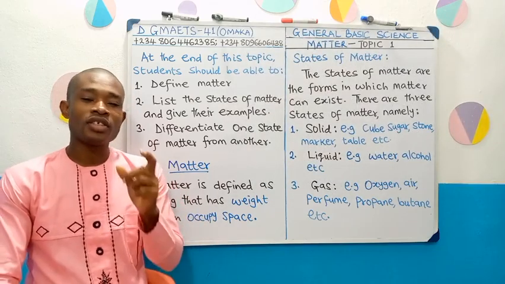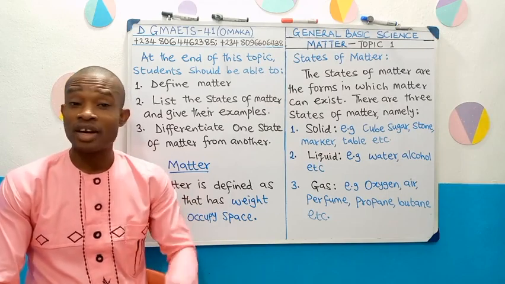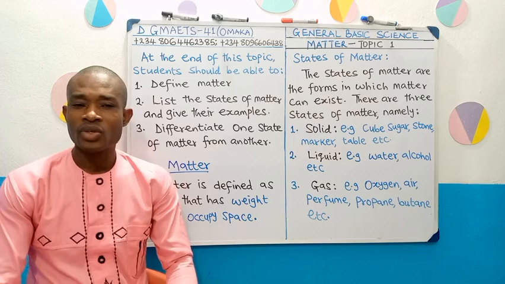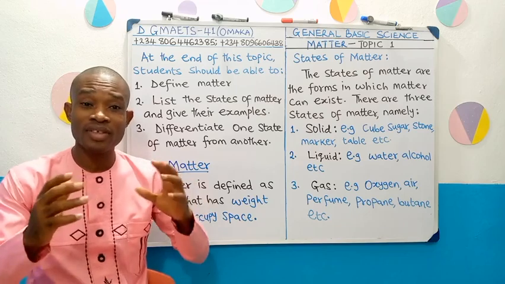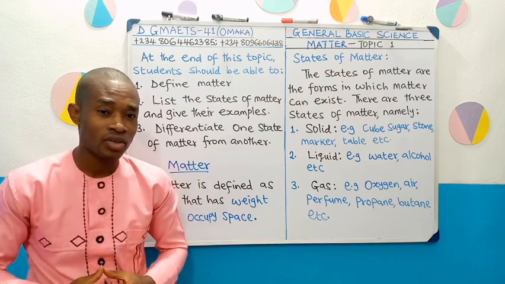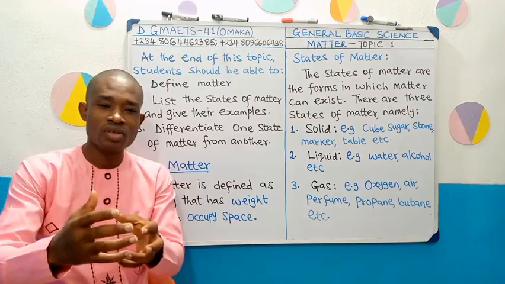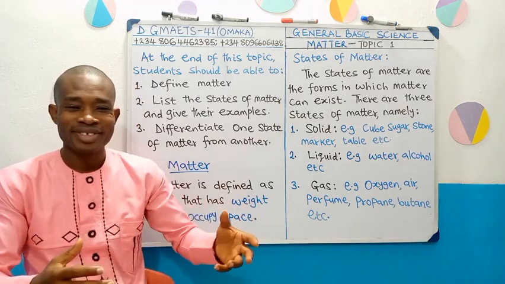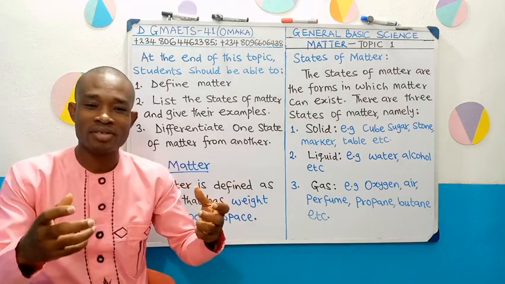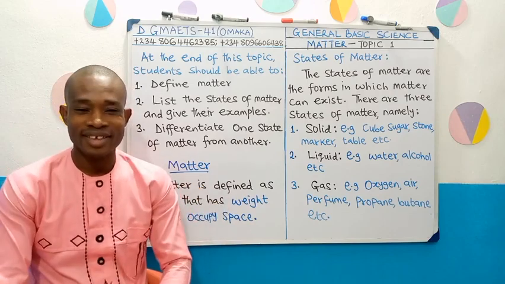Now that we've learned the states of matter and their examples, we're now going to see the differences between these three forms in which matter can exist. Because of course, a solid is different from gas, different from liquid. So what are their properties? We're going to talk about that next.